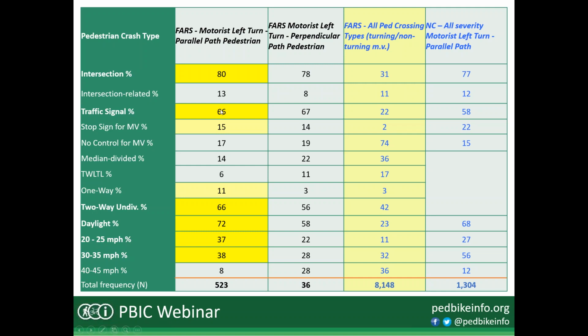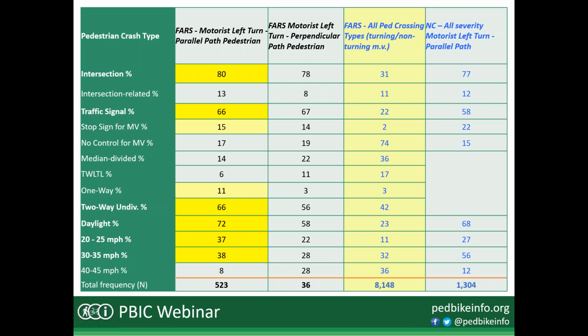So 2/3 of the problem occur at signalized locations, and that's what we're highlighting there. We're making these comparisons to the light yellow column over there. So those data represent all types of crashes in which pedestrians were crossing a street, regardless of whether the motor vehicle was turning or not, or going straight or turning right. So as you can see, compared to all types of crashes, this crash type really is prevalent at signalized locations.